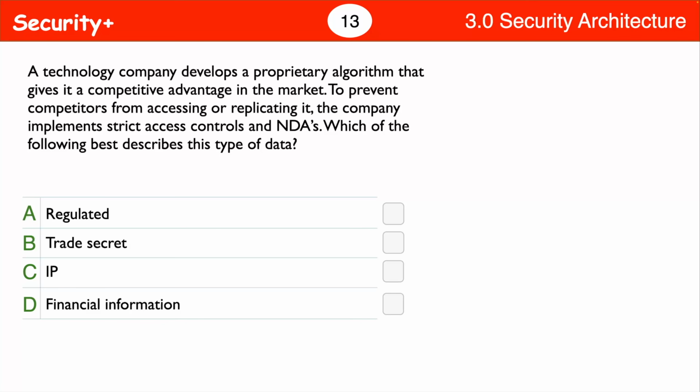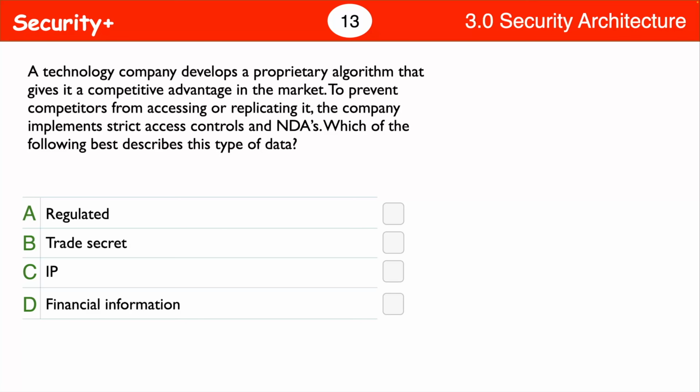Question 13. A technology company develops a proprietary algorithm that gives it a competitive advantage in the market. To prevent competitors from accessing or replicating it, the company implements strict access controls and NDAs. Which of the following best describes this type of data? A, regulated. B, trade secret. C, IP. Or D, financial information. Okay, so let's take a look at the key phrases here. The first one is proprietary information. And the second is prevent competitors from accessing or replicating it.